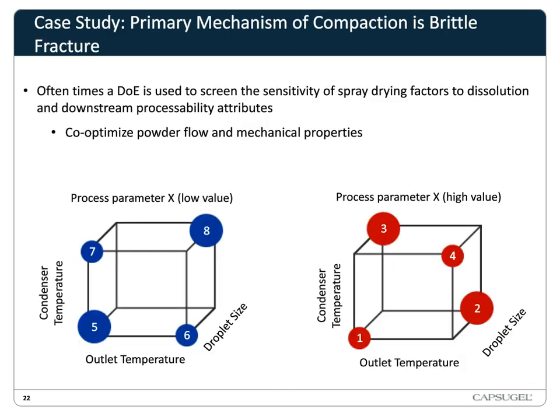Okay, so case study one is an SDD whose primary mechanism of compaction is mostly brittle fracture. Oftentimes a DOE is used to screen the sensitivity of spray dry factors to dissolution and downstream processability attributes. So the following is a DOE that was done with a compound that exhibits brittle fracture, but unfortunately some of the data had to be removed or cartooned because of legal.